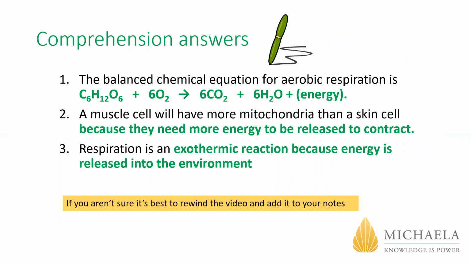Okay, these are the answers for the comprehension. You're using this opportunity to check, have you learned this content well enough? So muscle cells will have more mitochondria because they need more energy to be released to contract. And where does it happen? It happens in the mitochondria. Respiration happens in the mitochondria. And it's an exothermic reaction because energy is released in the environment. Again, if you are not really understanding or you're getting the wrong answers, then do rewind the video, pause, rewind, and start again.